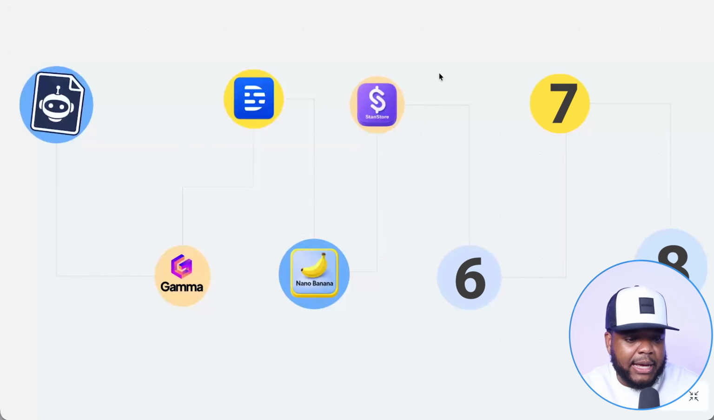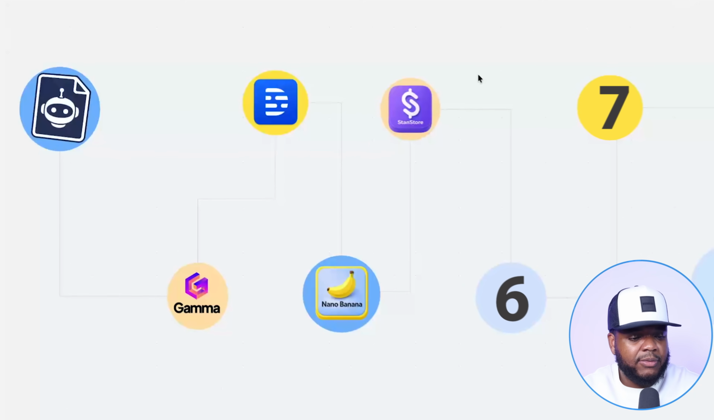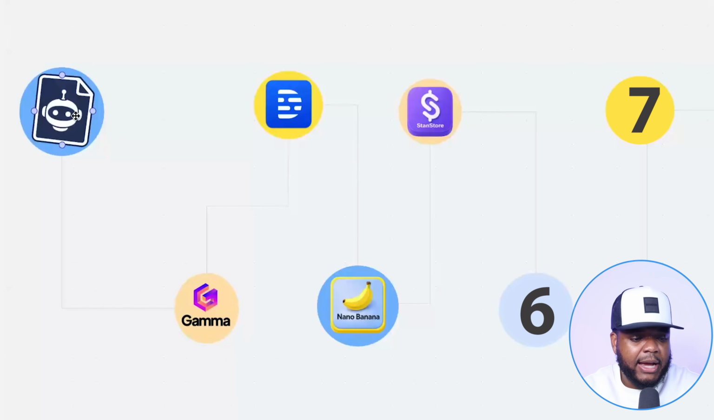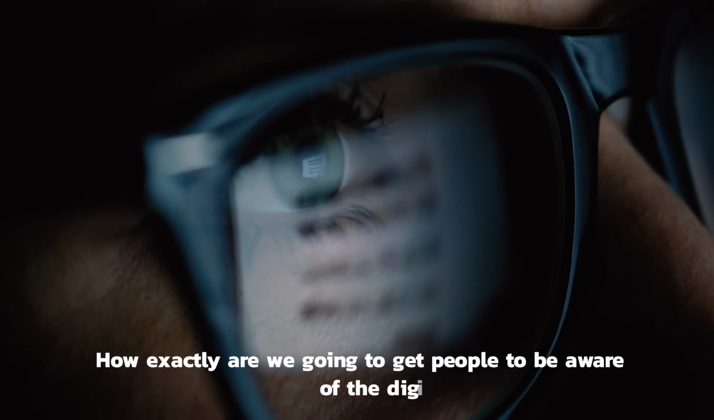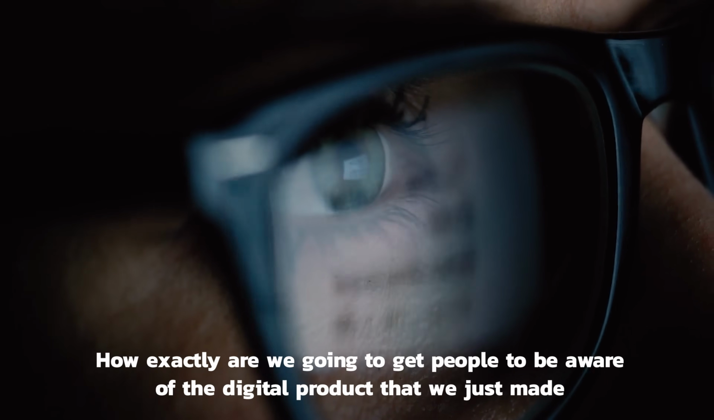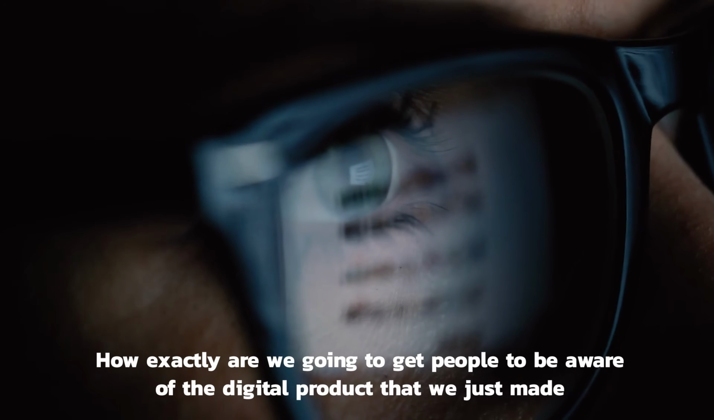But moving on to some of the most important things that I'm sure a lot of you are thinking right now, which is, Sam, everything you've shown us is amazing. Being able to use Digital Maker AI to build prompts, being able to use all of these different AI tools to build out the digital product, and also being able to use Standstore when it comes to creating a landing page. But how exactly are we going to get people to be aware of the digital product that we've just made?